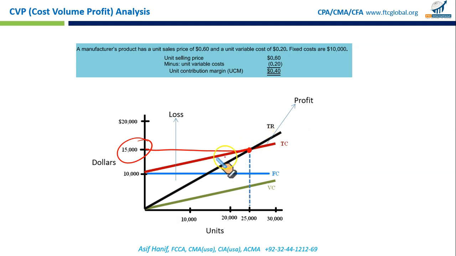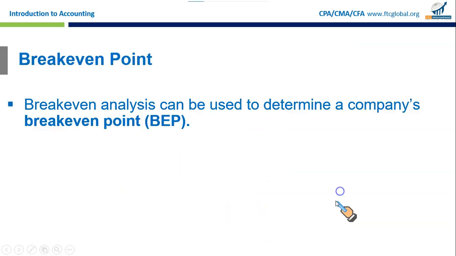Total revenue is equal to total cost. So this is break-even revenue, $15,000. This is break-even quantity, 25,000 units.